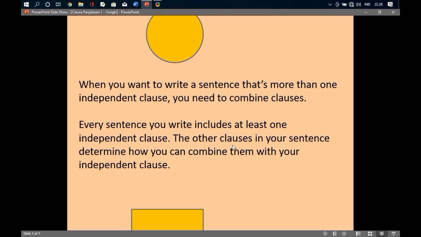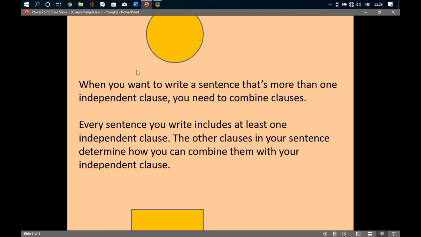The other clauses in your sentence determine how you can combine them with your independent clause. So I'm going to explain the independent clauses first. Clauses are divided into two levels of importance. The first is the most important clause in your sentence. It's called the independent clause. The independent clause can stand alone in the sentence.